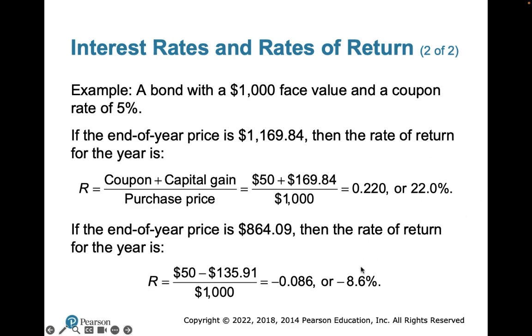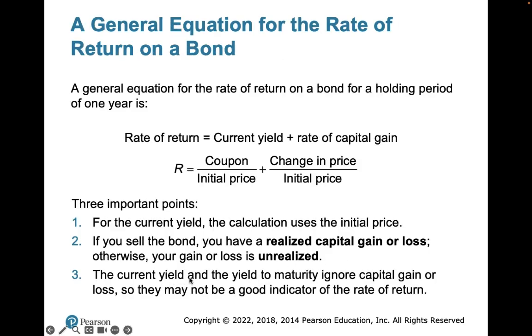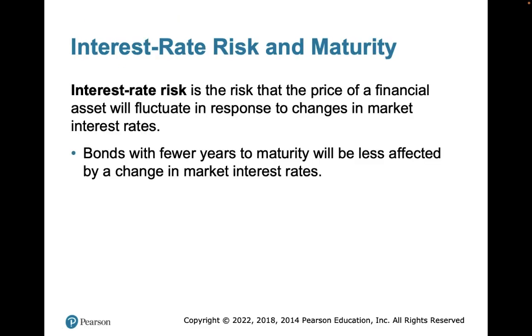Capital gain or loss. Now we have the current yield and the yield to maturity, which ignore capital gain or loss, so they may not be good indicators of the rate of return. So we're going to see interest rate risk and maturity. What is interest rate risk? It is the risk that the price of a financial asset will fluctuate in response to changes in market interest rates.